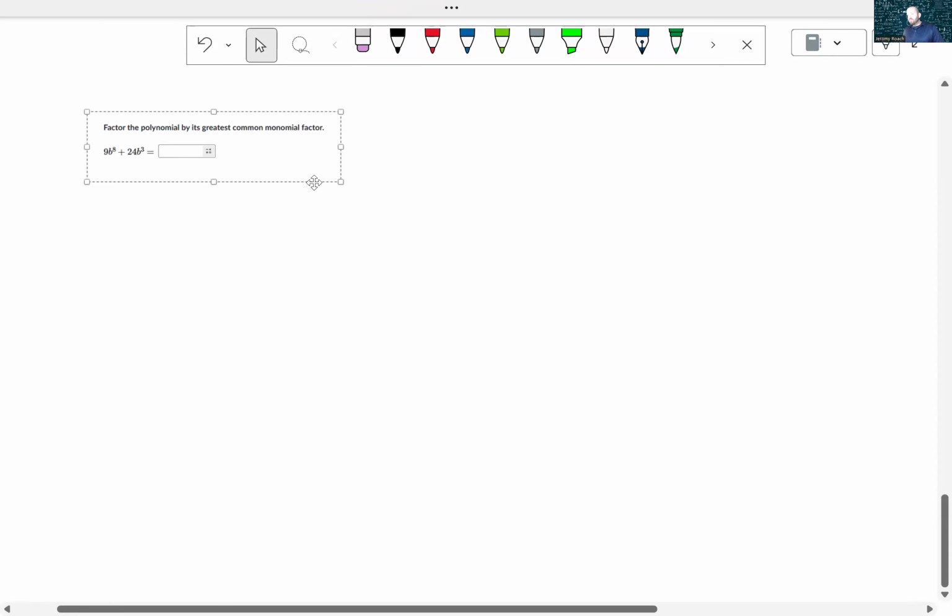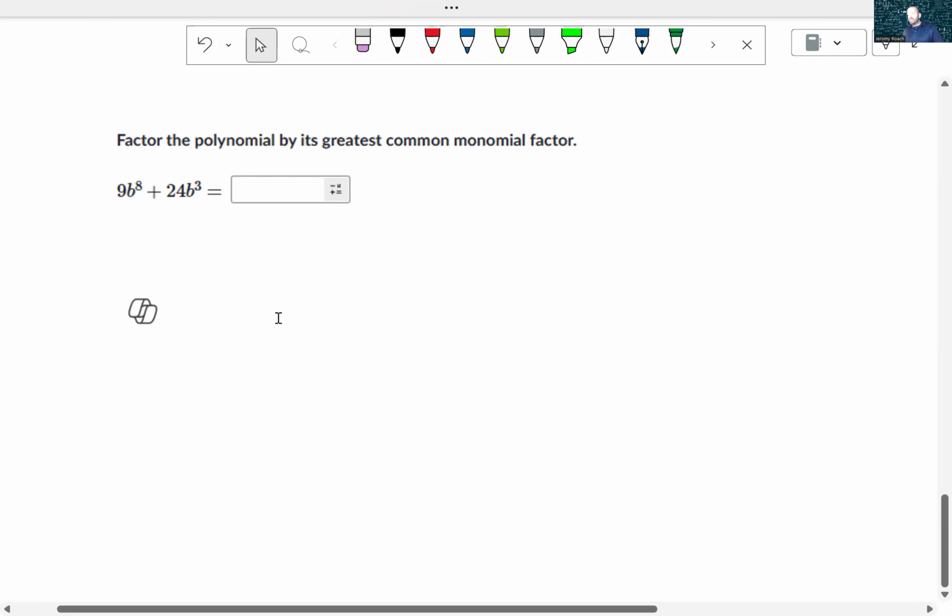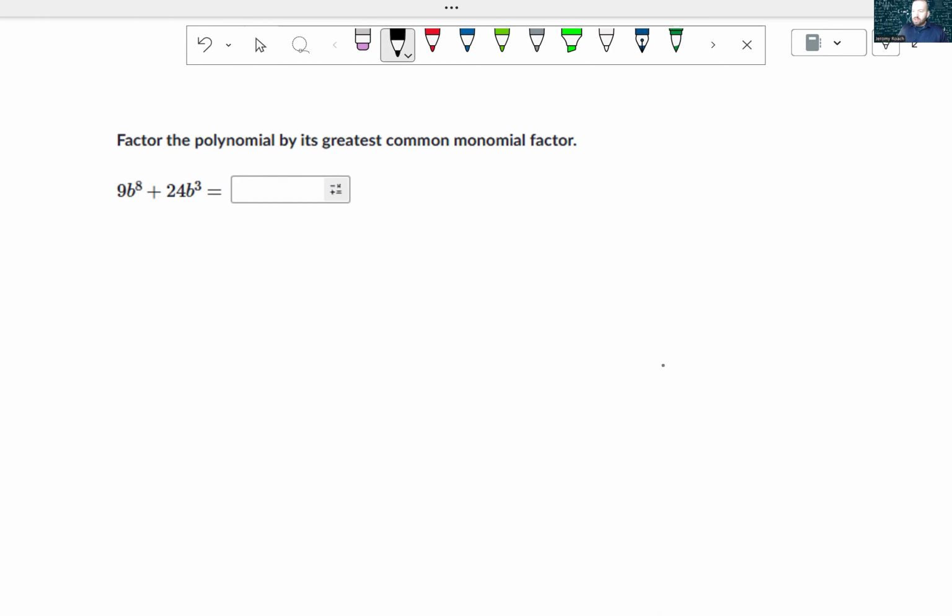Here's the next one. The next part is very similar to the last problem type that we did, except we're going to rewrite this now as an equivalent statement. So if we look at 9b to the 8th and 24b cubed, we want to figure out what's the greatest b term we can factor out. Well, we can factor out a b cubed. That's the biggest b term there. And it looks like 3 is going to be our greatest factor for the coefficient.